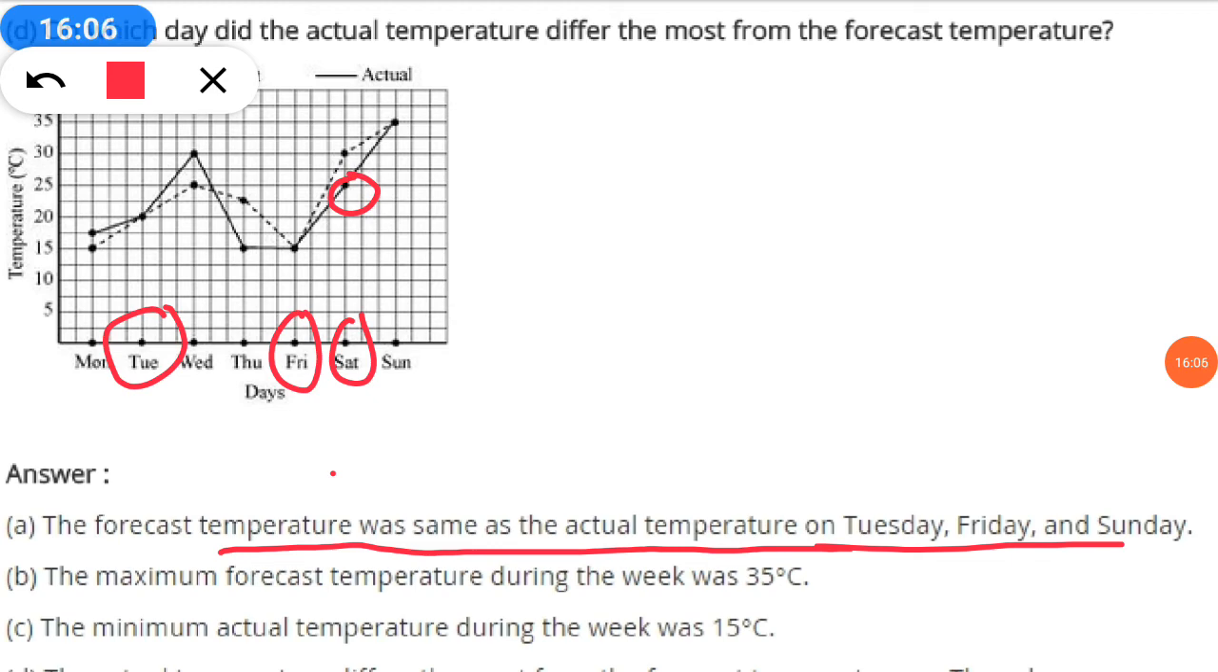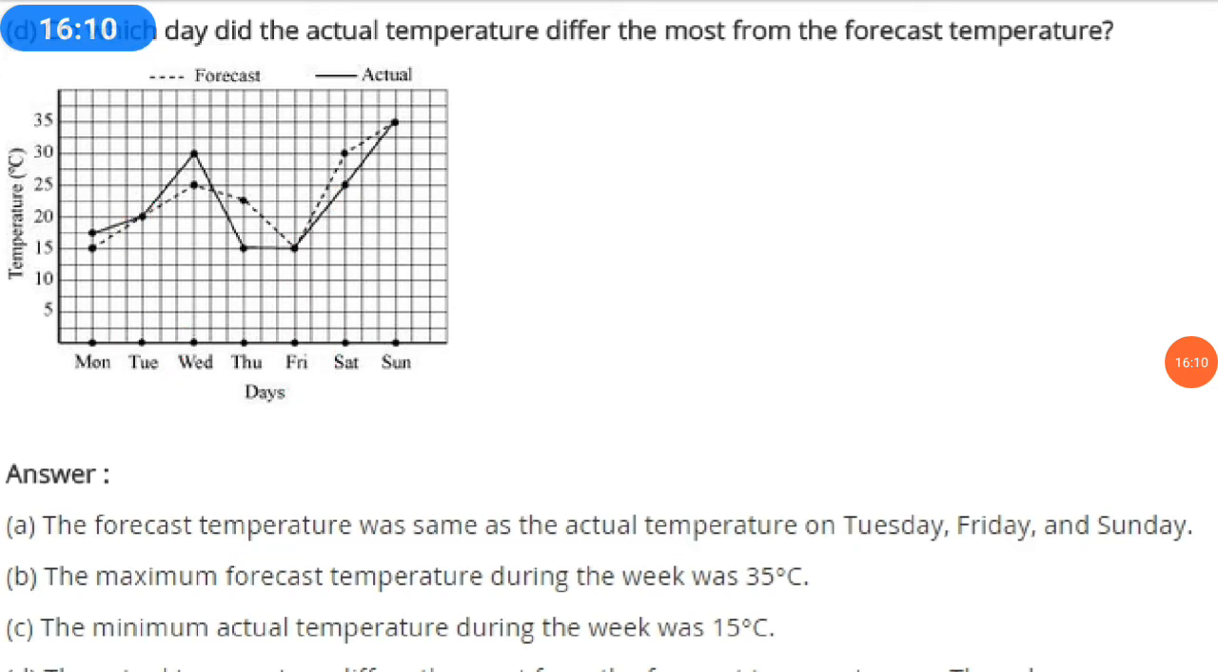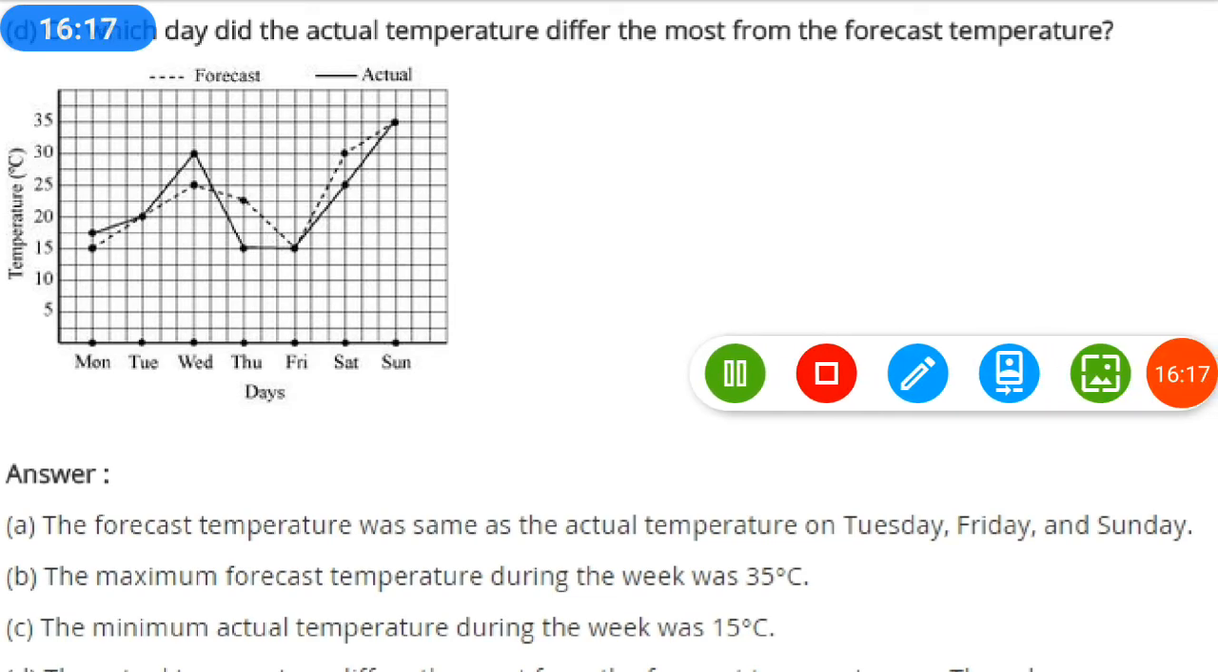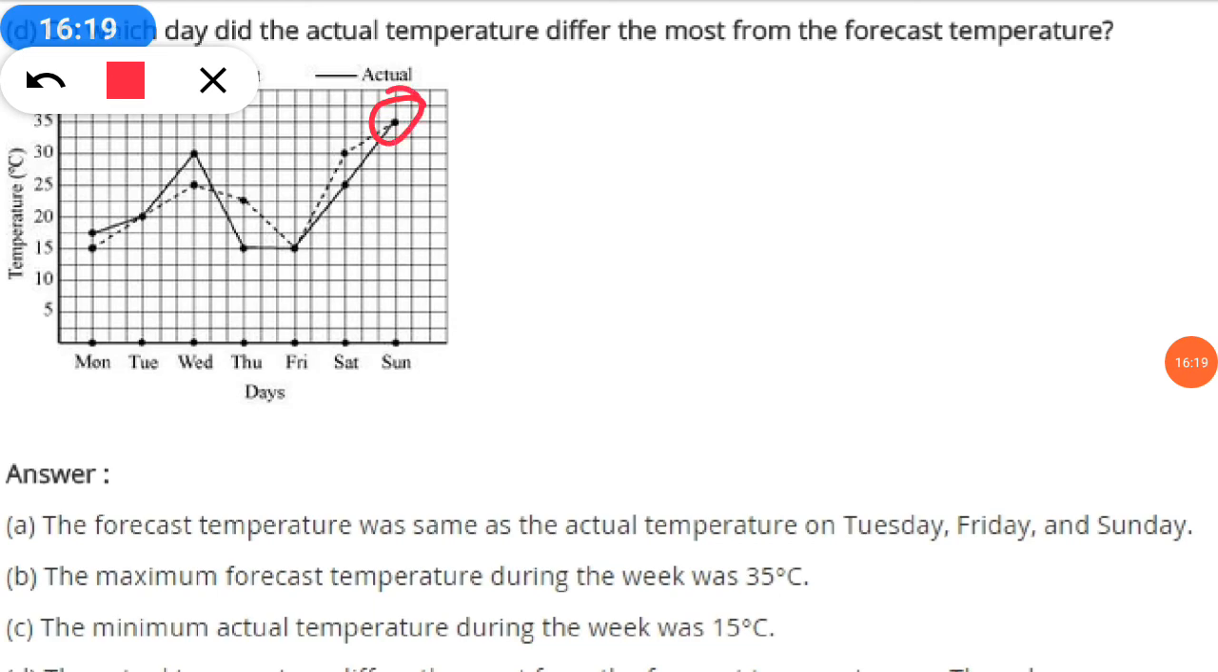Friday, Tuesday. Okay. Then the maximum forecast temperature during the week was, when was the highest temperature? That is 35. This one, 35. Okay. Then the minimum temperature, that is 15 on Monday. Sunday is the highest temperature and Monday is the lowest temperature.